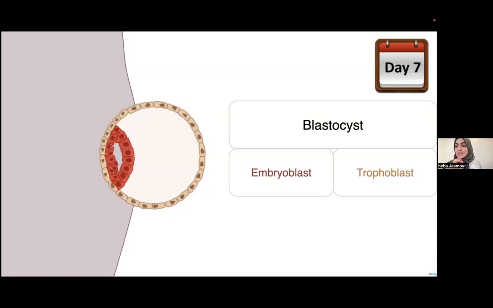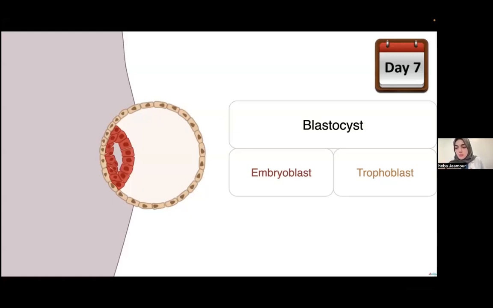So again, the cells that are bulked inside in red are the embryoblast, and another name for it is the inner cell mass. And the cells that are surrounding from the outside in brown are called the trophoblast, and another name for it is the outer cell mass. Now, one very important point to keep in mind is that the embryoblast eventually gives rise to the actual body, the fetus, while the trophoblast gives rise to the placenta, or parts of it at least.